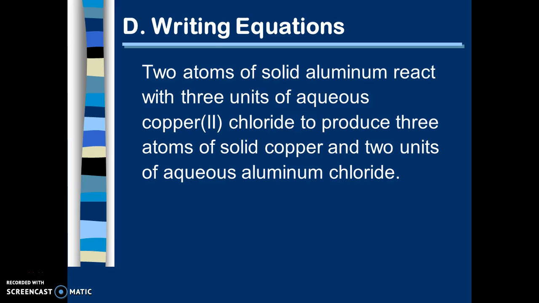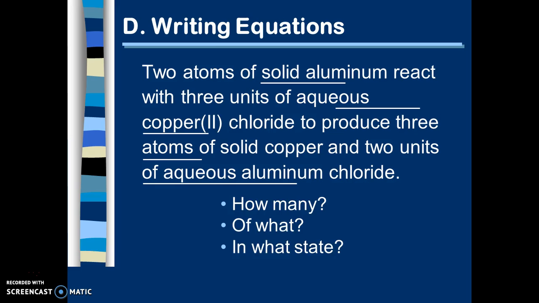We have a description of a chemical reaction written. 2 atoms of solid aluminum react with 3 units of aqueous copper 2 chloride to produce 3 atoms of solid copper and 2 units of aqueous aluminum chloride. What we want to do is write down this whole description in a simple chemical reaction. So we're going to start with 2 atoms of solid aluminum. Okay, so we're looking and seeing what we're given here. And we have some aqueous copper chloride, 3 atoms of solid copper, and 2 units of aqueous aluminum chloride. Okay, so we want to know how many of what and in what state of each we have.